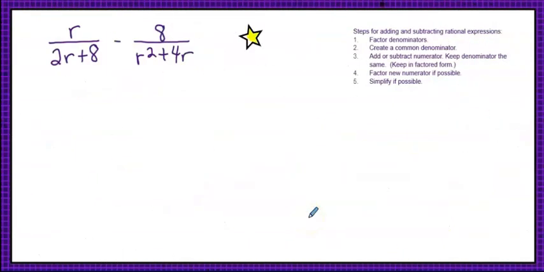Okay, so I have an example here I would like for you to try. I would like for you to pause your video and see if you can get this one and then come back and see if you got it correct. I do want to caution you though that this is minus. So you could change this to plus negative 8 and that might make it a little bit easier to work with. So pause your video and then come back.